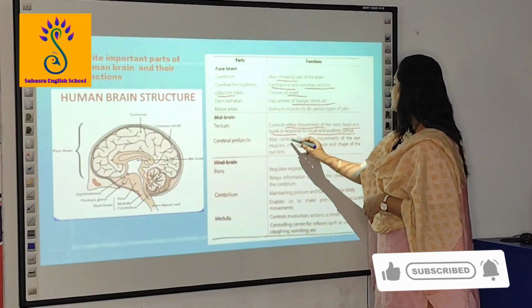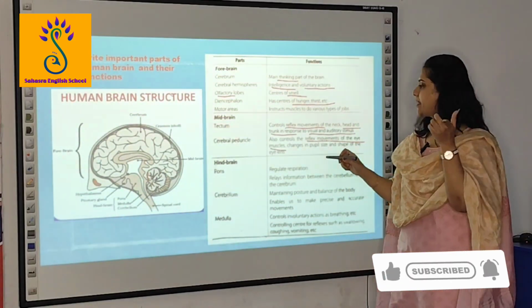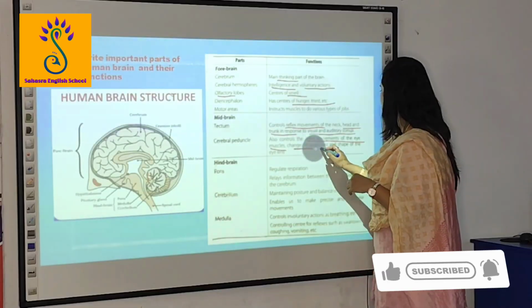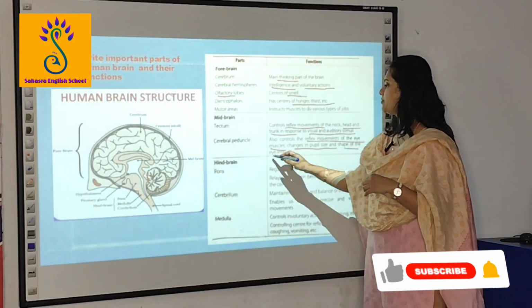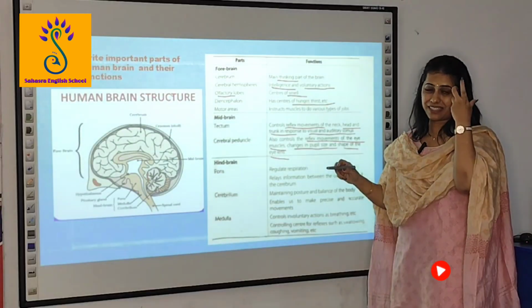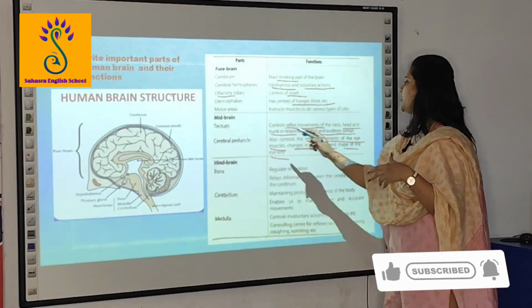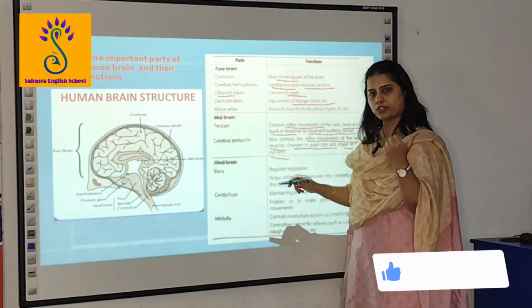Cerebral peduncle controls reflex movements of the eye muscles, and changes in pupil and shape of the eyelids. When light falls, your eyes close, that is constriction of pupil, and dilation of pupil also occurs, isn't it? Cerebral peduncle is responsible for that.